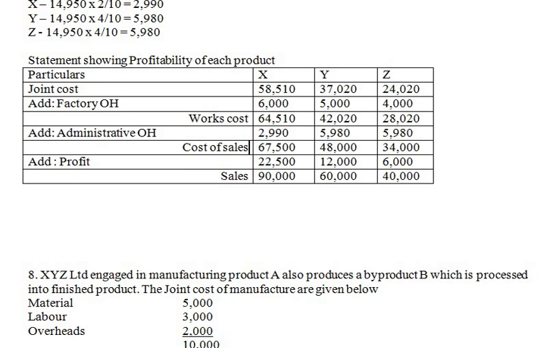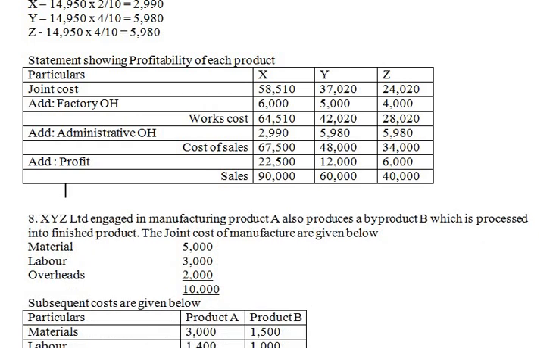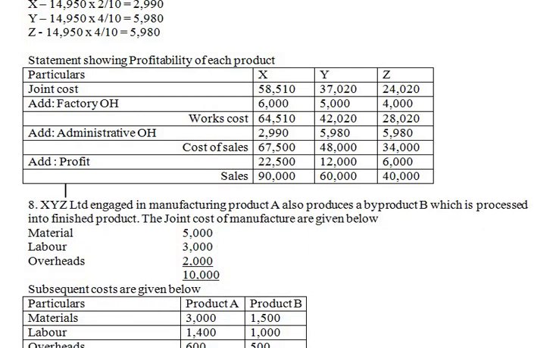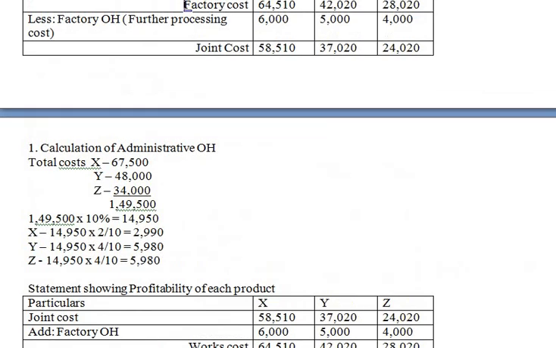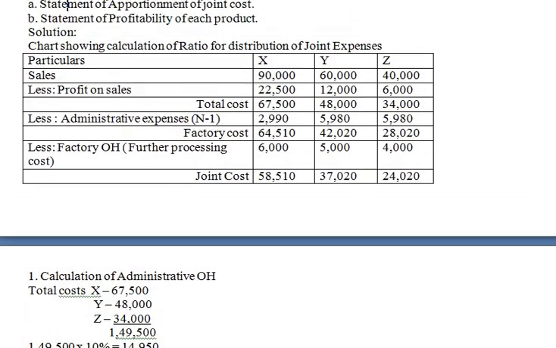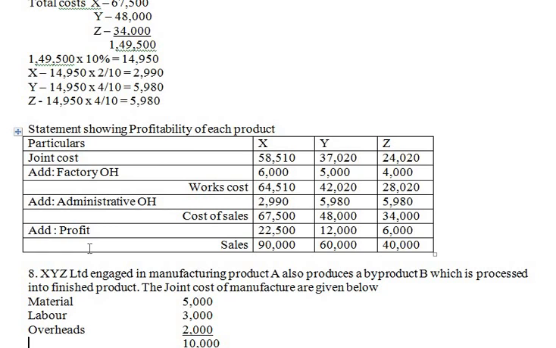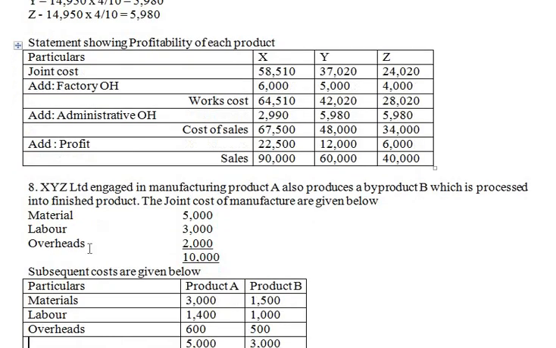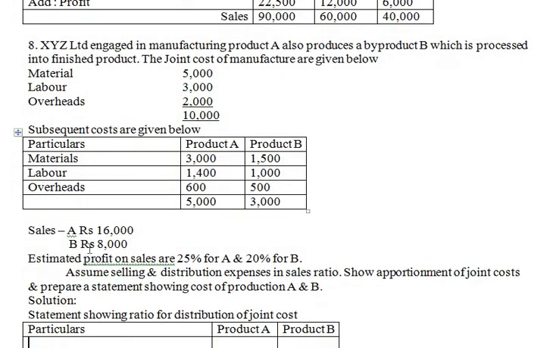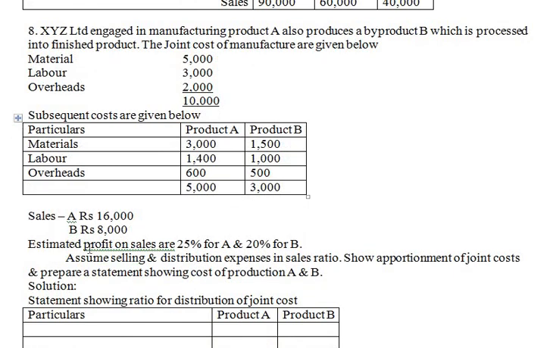This is cost of sales. Remember, if they have asked to find out the ratio for distribution of joint expenses, then it will be the reverse format of cost sheet, and if it is a statement of profitability, then it will be the correct form of cost sheet. Hope this problem is clear to everyone. We will solve another problem on this. This will be your last problem on this chapter.